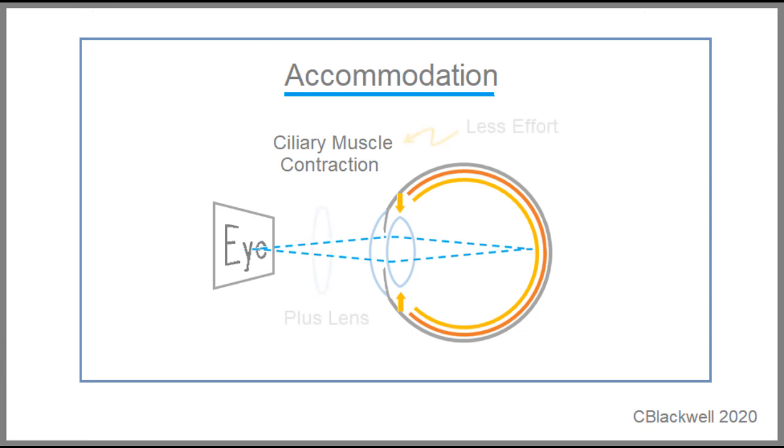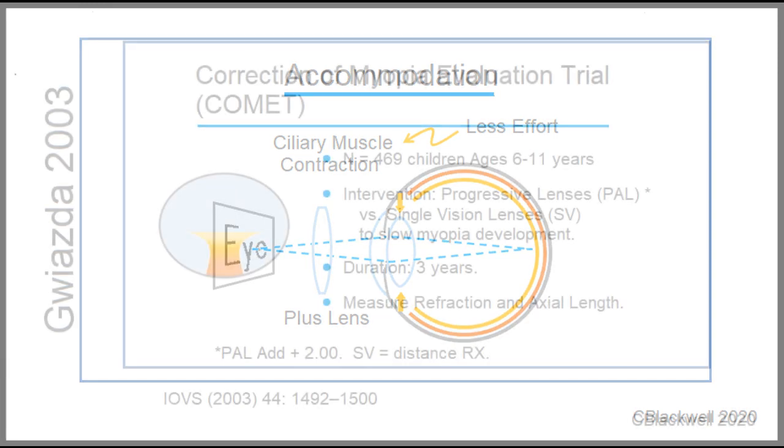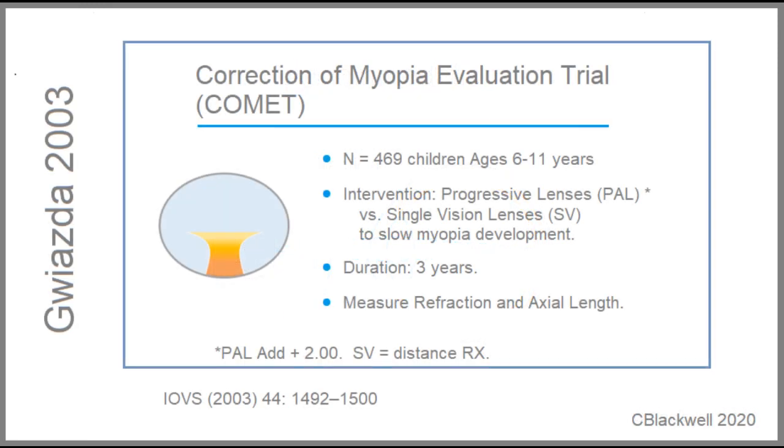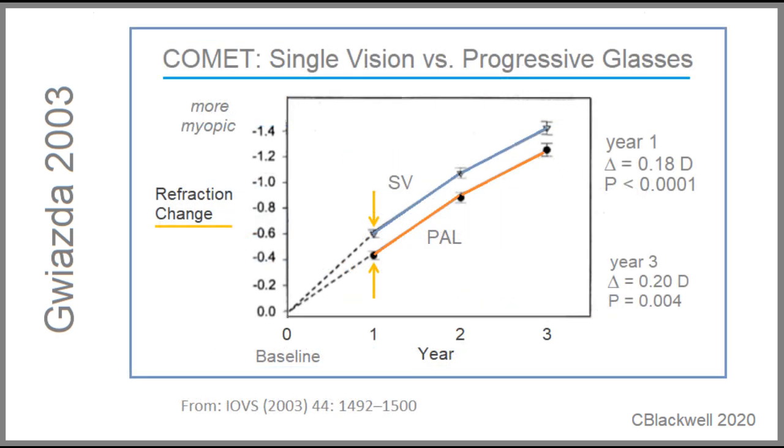If that is the case, then reducing the effort of accommodation with some form of reading correction should reduce myopia development. The COMET study is one of several studies to put this theory to the test, here using progressive bifocals with single vision glasses as controls. At the end of 1 year, the progressive lenses reduced myopia a small amount, 1/4 of a diopter, with no additional reduction in the following 2 years. The authors pointed out that while this is probably a true effect, it was not enough to be clinically useful.